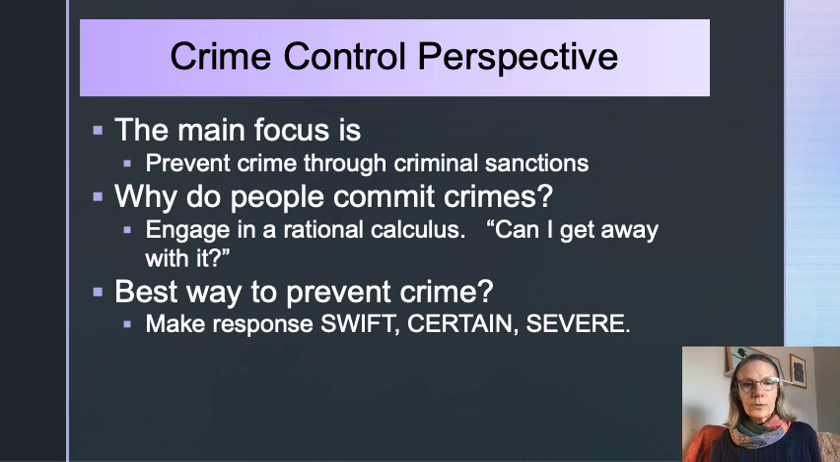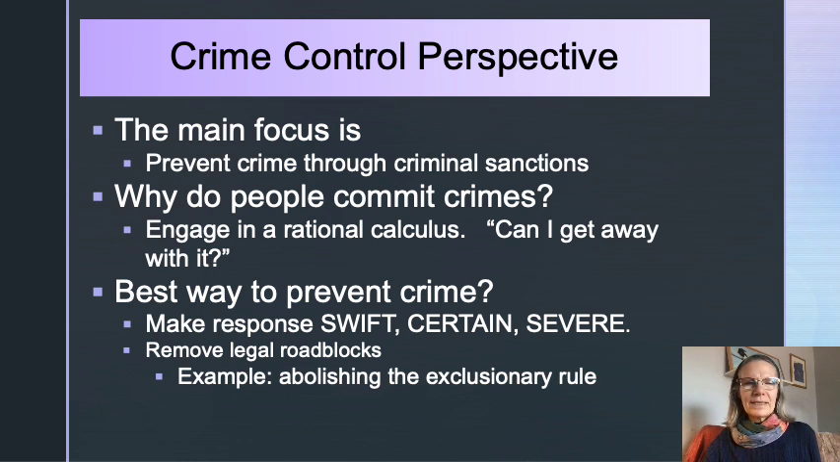That's the crime control perspective, because you want to be able to apprehend wrongdoers. Those are all part and parcel of the crime control perspective. And the crime control perspective, in terms of swiftness, they want to get rid of legal roadblocks. And so a good example of that might be getting rid of the exclusionary rule.